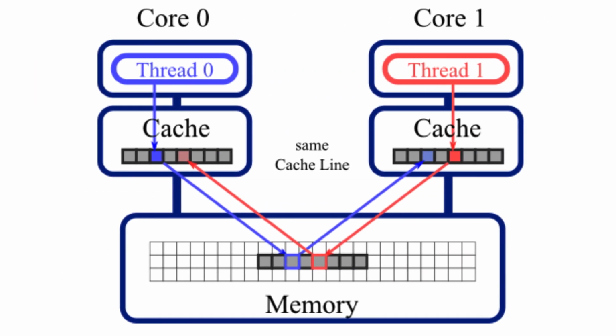False sharing occurs when two threads working on separate data inadvertently share the same cache line due to how data is aligned in memory. Even though the threads aren't directly dependent on each other, every modification causes the cache line to be invalidated, triggering costly memory operations.